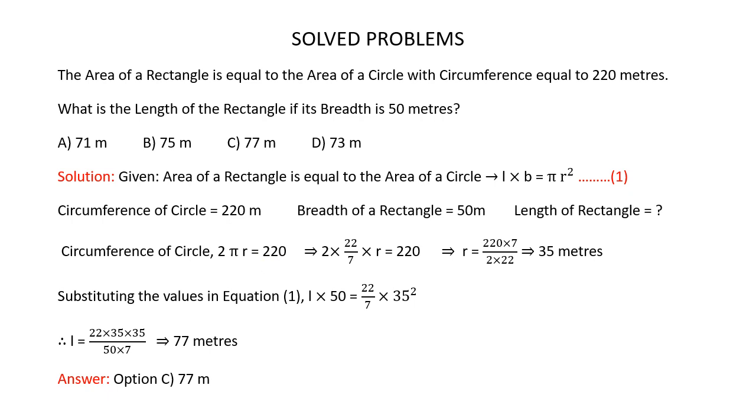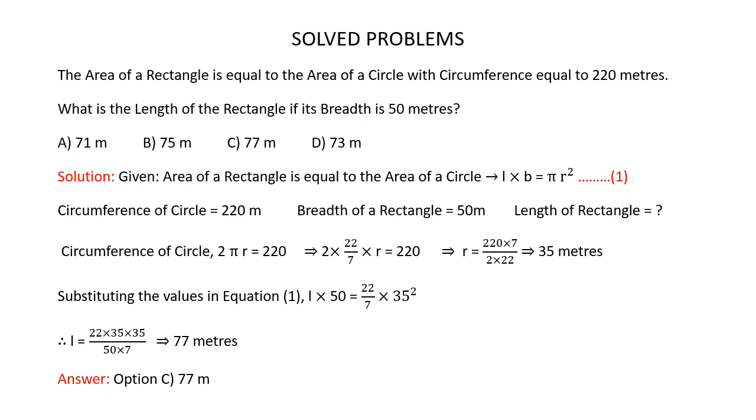Now since the value of pi is 22 by 7, we have 2 multiplied by 22 by 7 multiplied by r is equal to 220. On solving this equation, we get r is equal to 35 meters. Now that we know the value of the radius of the circle, let's substitute this value in equation 1 to find out the length of the rectangle.